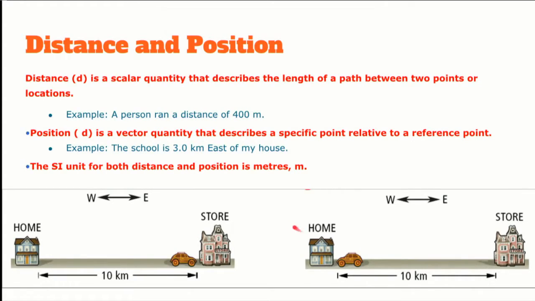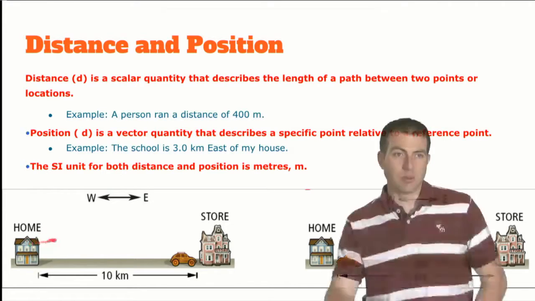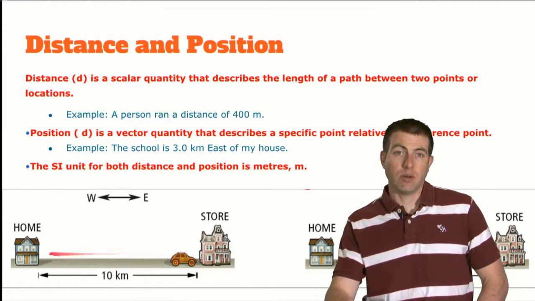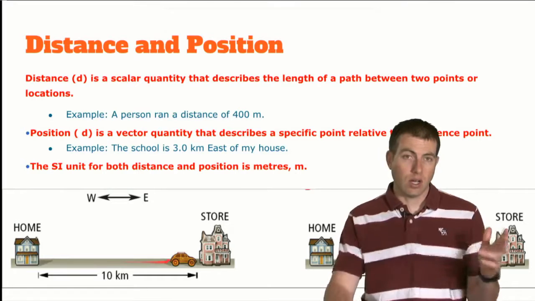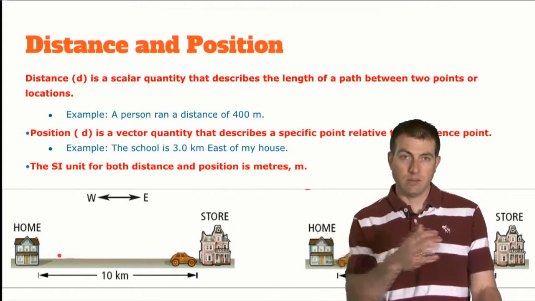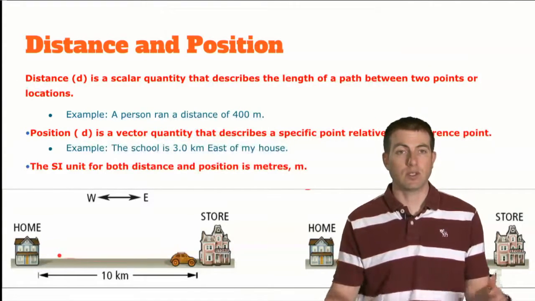All right, so imagine I started at home, drove to the store, went back home. My distance traveled is 20 kilometers because it was 10 kilometers to get from my house to the store, another 10 kilometers to get back. So 10 and 10 gives me the 20. My distance traveled is 20.